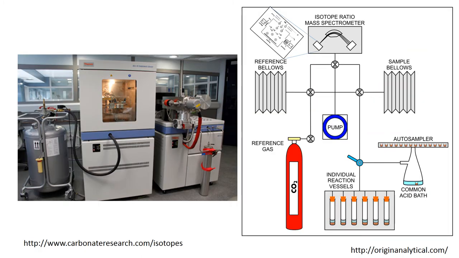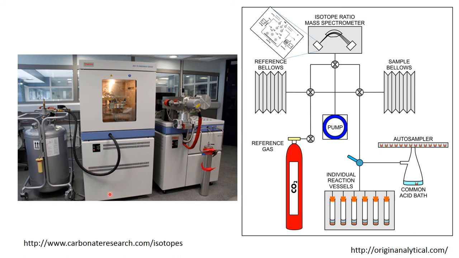So this is an example of one of the types of mass spectrometers that uses electron impact ionization. This is a stable isotope mass spectrometer for measuring carbonate samples. This part of the machine over here, I should probably say instrument. Mass spectrometrists don't like their machines being called machines, they prefer instruments. So this is the mass spectrometer.